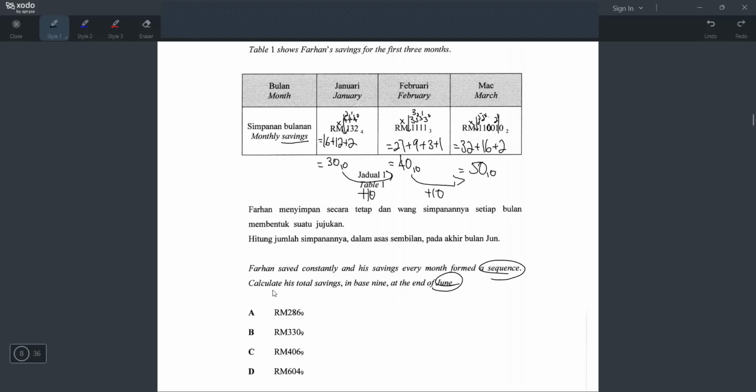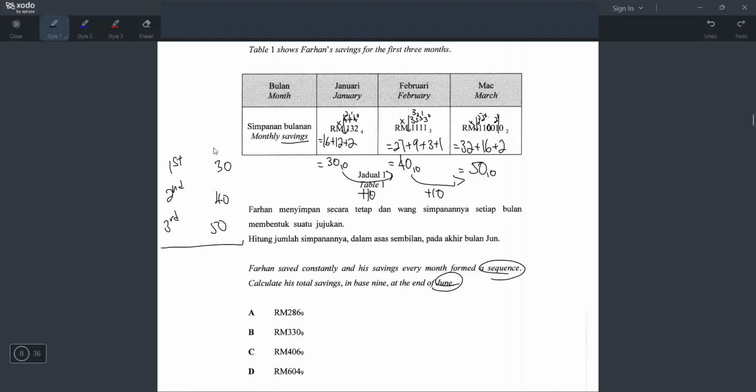Right, so calculate his total savings at the end of June. So this is January, February, March. So by the time it reached June, what would be the savings? All right, I'm going to teach you how to generalize. Okay, so the first one is 30, which is the first month, right? The first one is 30, and then the second one is 40, the third one is 50. So let's generalize, make a formula, find monthly savings.